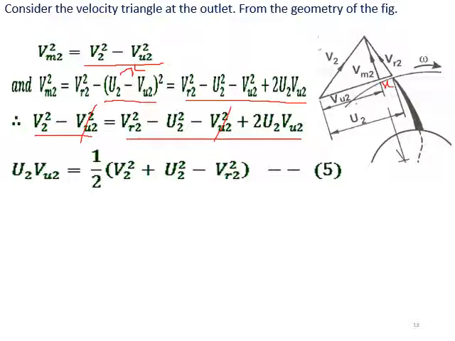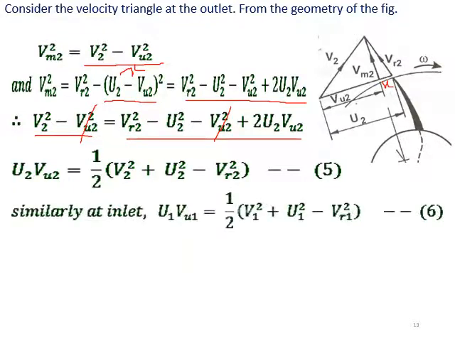So after simplifying this one, we get the expression u2 Vu2 is equal to half of V2 square plus u2 square minus Vr2 square. So that is expression number 5. Similarly at inlet, this one is for the outlet, correct? So similarly at inlet, u1 Vu1 is equal to half of V1 square plus u1 square minus Vr1 square, where V1 is the absolute velocity. So that is expression number 6.